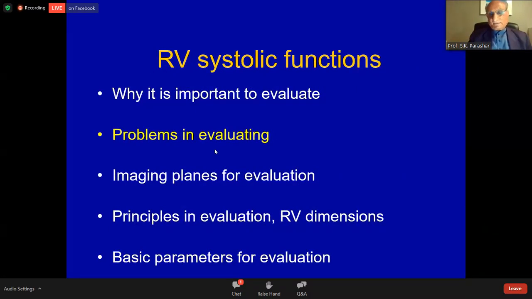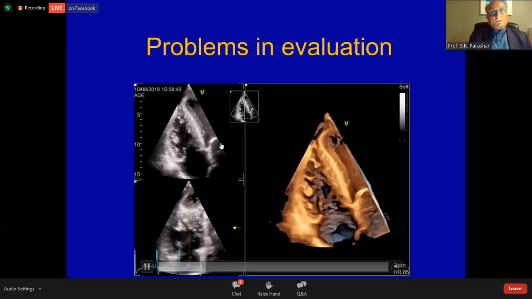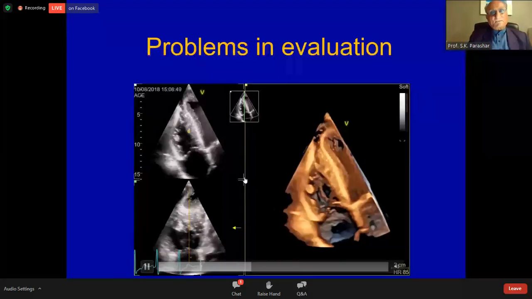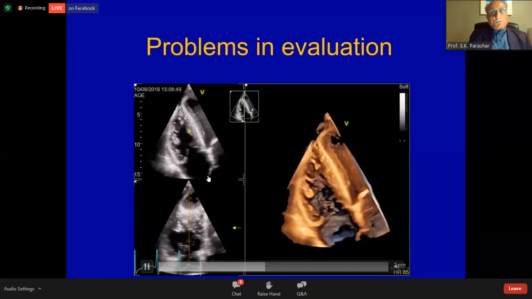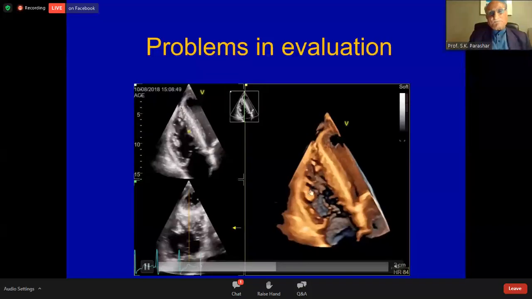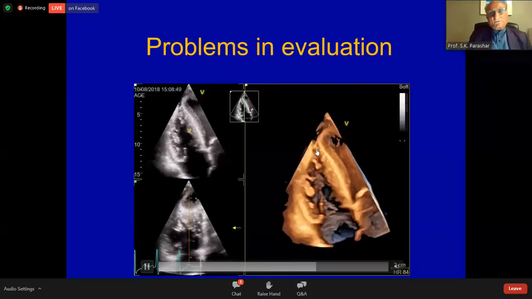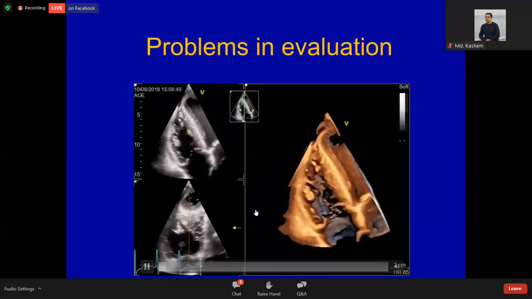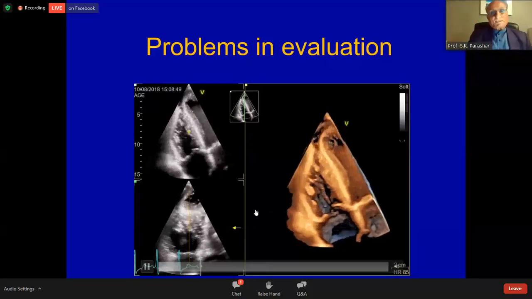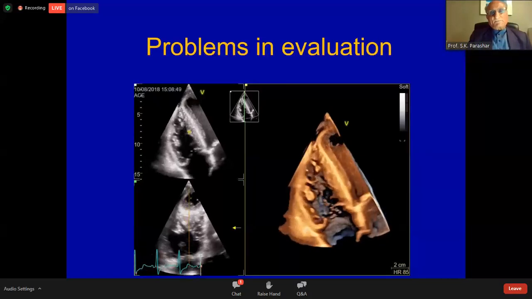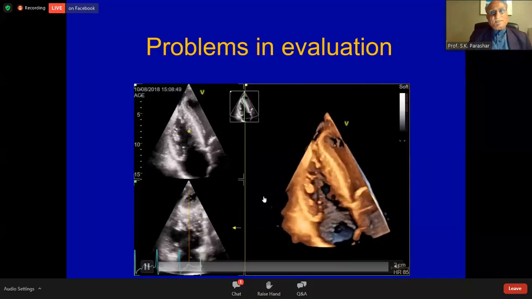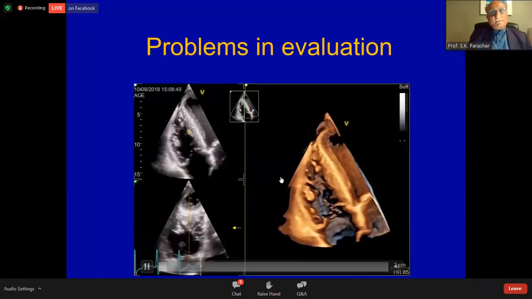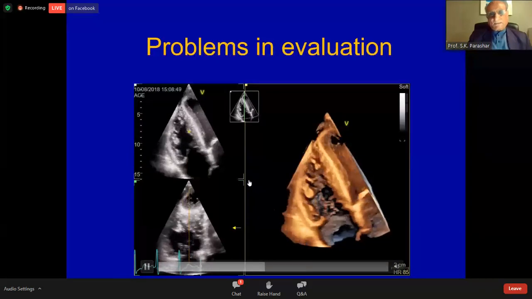The problems in evaluating this are because of its location behind the sternum, its peculiar shape, and the compromised RV endocardium because of a large number of trabeculations. Because of these anatomical limitations, there are problems in evaluating the RV, and the inlet, outlet, and apical portion cannot be seen in one scan plane. But the two main ones are the location behind the sternum and a lot of papillary muscles and trabeculations.